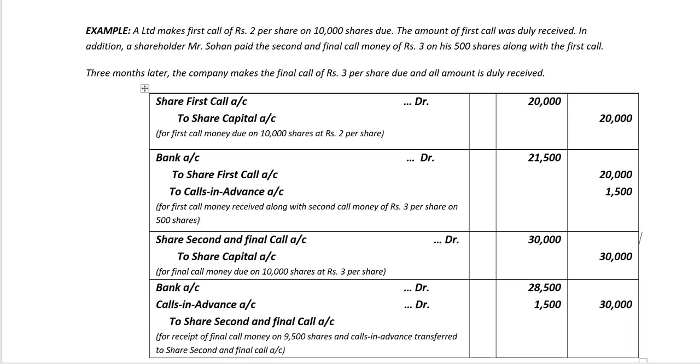So let's see how we will pass journal entries for this example. We'll make the first call money due on 10,000 shares at rupees 2 per share, for which the journal entry is share first call account debit to share capital account, amount 10,000 shares multiplied by 2 rupees per share, 20,000 rupees.